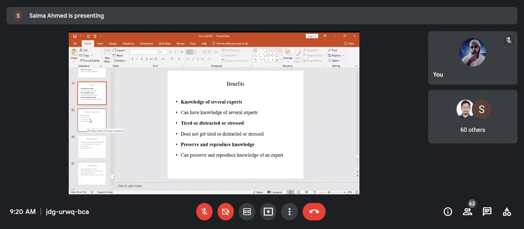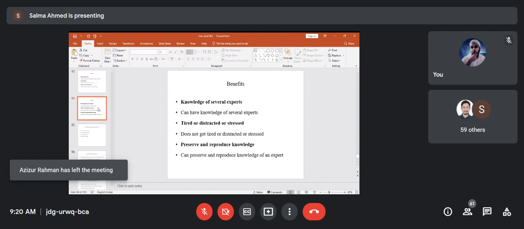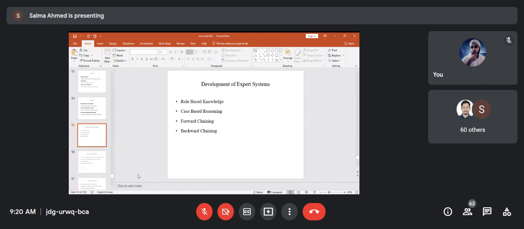So these are the basic benefits. It captures human expertise. It outperforms human expertise. It is faster and more consistent. Then it can capture the knowledge of various experts. It would not get tired, stressed out, or distracted. And you can even preserve and reproduce this knowledge. So these were the benefits.